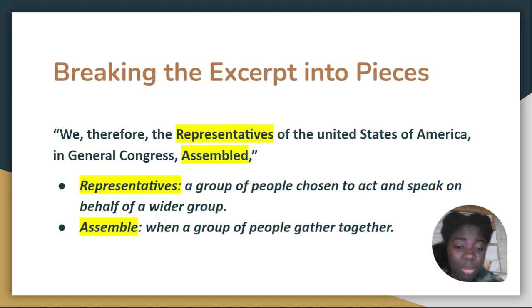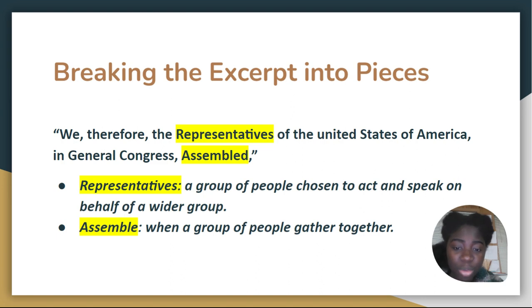And then to assemble. What does assemble mean? To assemble basically is when a group of people gather together for a cause, right? So today you are assembled together and the cause is education. You are here to get an education. Your parents sent you to school to get an education. But we are assembled together, sitting in this classroom.